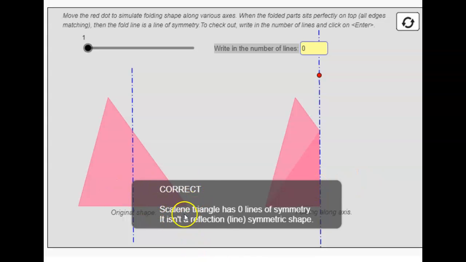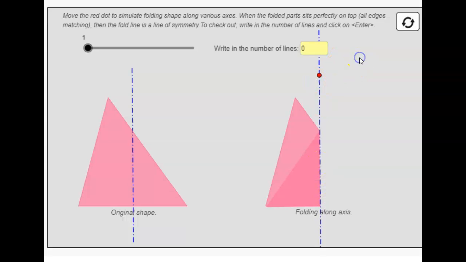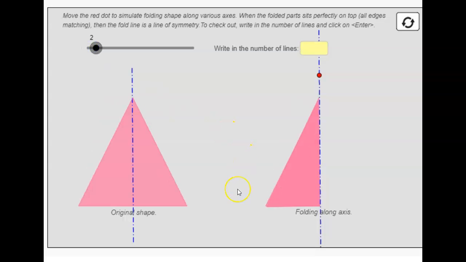It says that this is a scalene triangle. Now remember, the scalene triangle is a triangle with 3 sides of different lengths. It has 0 lines of symmetry. It isn't a reflection or line symmetric shape. Okay, so I can click on there, and now I can go ahead and go to image 2.